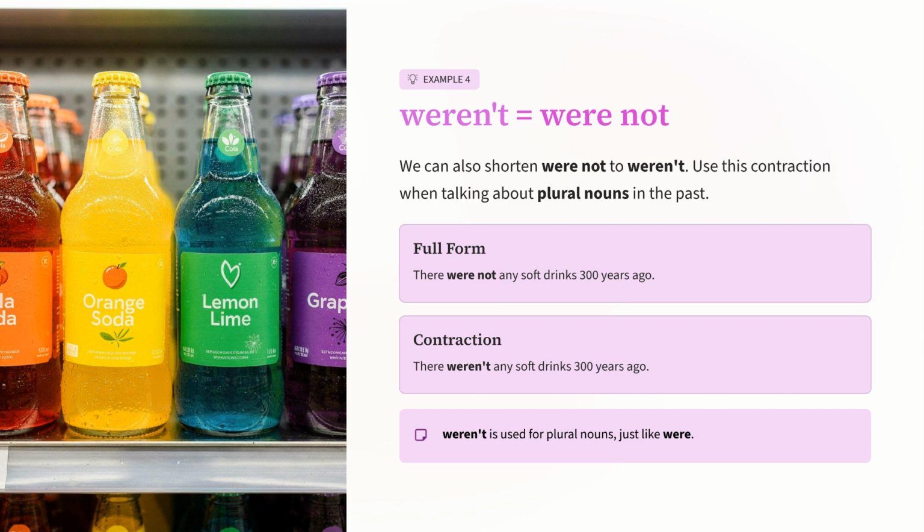Example 4. Weren't means were not. We can shorten were not to weren't. We use weren't for plural nouns in the past. For example, there weren't any soft drinks 300 years ago.